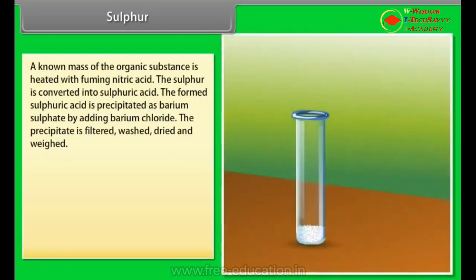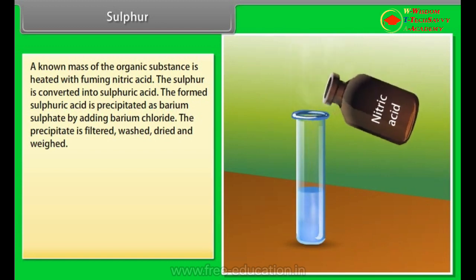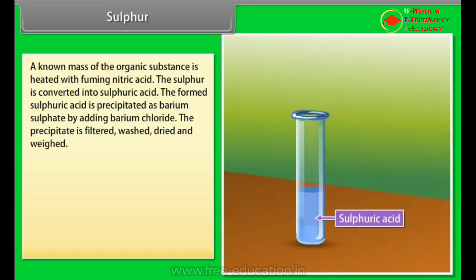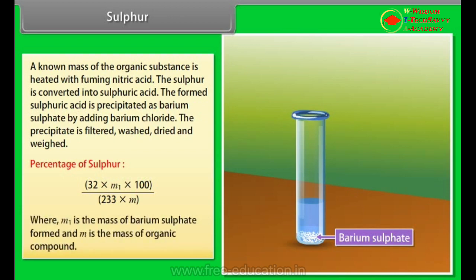Sulfur. A known mass of the organic substance is heated with fuming nitric acid. The sulfur is converted into sulfuric acid. The formed sulfuric acid is precipitated as barium sulfate by adding barium chloride. The precipitate is filtered, washed, dried and weighed. Percentage of sulfur: 32 into M1 into 100 divided by 233 into M, where M1 is the mass of barium sulfate formed and M is the mass of organic compound.